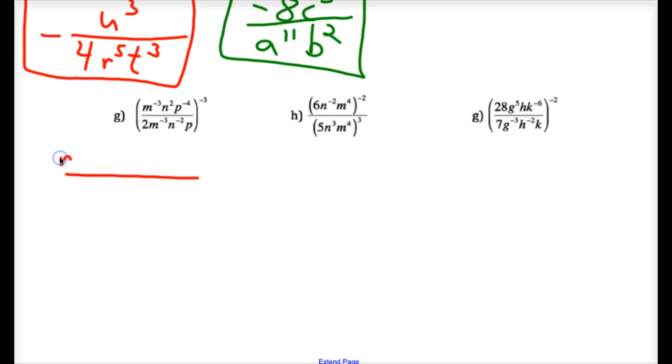M to the negative third. What's negative 3 times negative 3? Put the negative 3 on everything. M to the 27. Multiply your negative 3 to all your exponents on every piece here, Henry. Nico, help him out. M to the 9th power, N to the negative 6, and P to the 12th.